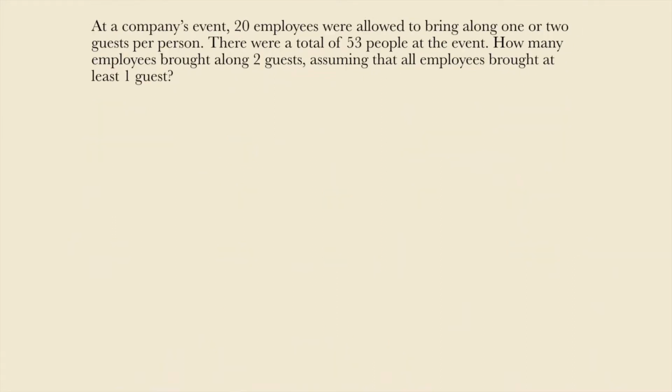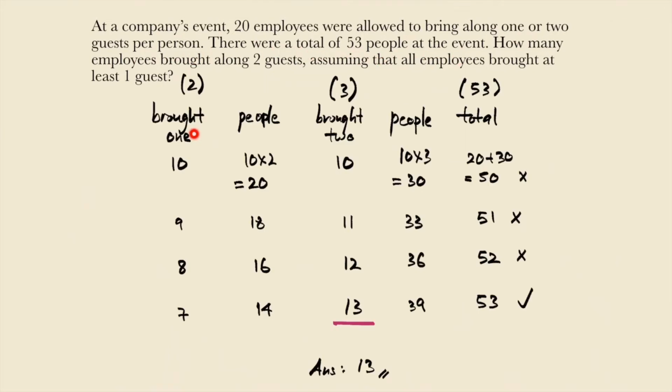At a company event, 20 employees were allowed to bring along 1 or 2 guests per person. There were a total of 53 people at the event. Can you imagine? Brought 1? Is that 1? No, that's 2 people. Employee plus 1. Brought 2 guests. Means employee plus 2. So it's a bit tricky here. The total has to be 53.